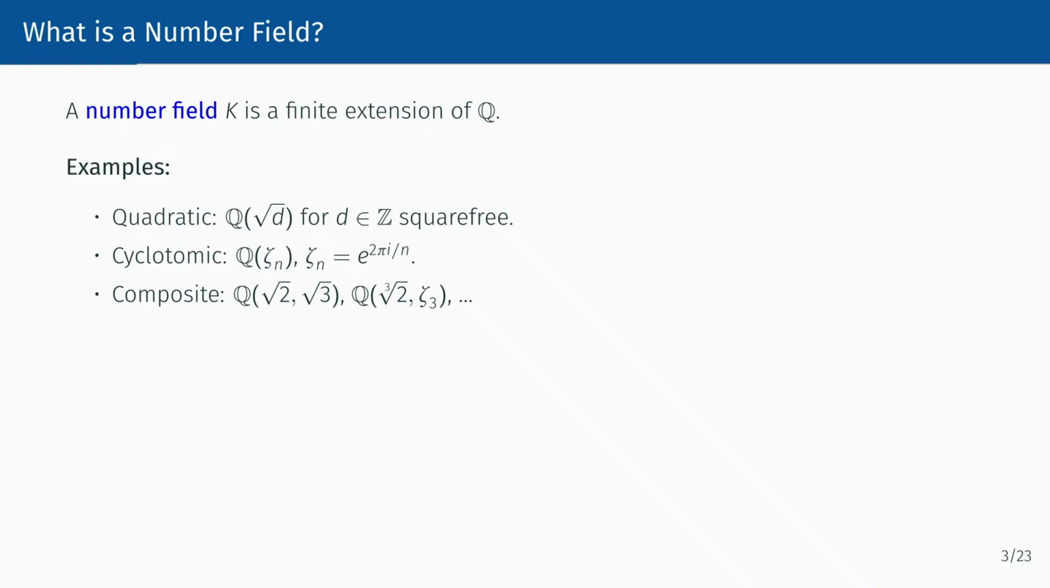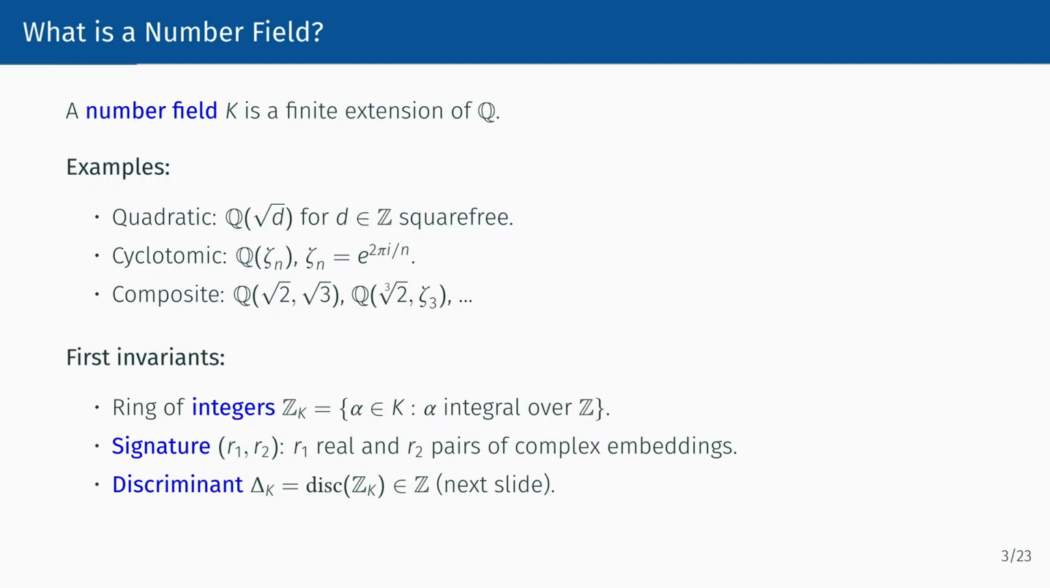So you've already seen what is a number field. It's just a finite extension of the rational numbers. And you've seen some examples like quadratic fields or cyclotomic fields. The first invariants that we'll care about in number fields, first of all, are the ring of integers. These are really just all the elements that are integral. And I'll remind you that integral means that they satisfy a monic polynomial with integer coefficients. There's the signature of the field. This is the number of embeddings that it has into the real or the complex numbers. And there's a fundamental invariant that is the discriminant of the ring of integers. I'll explain in just a moment what that is.